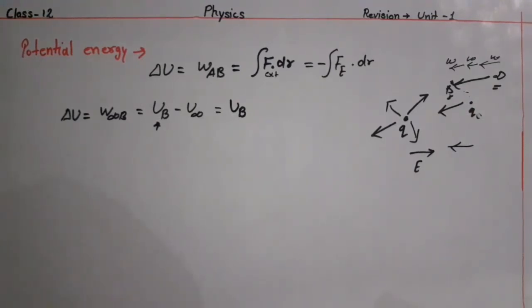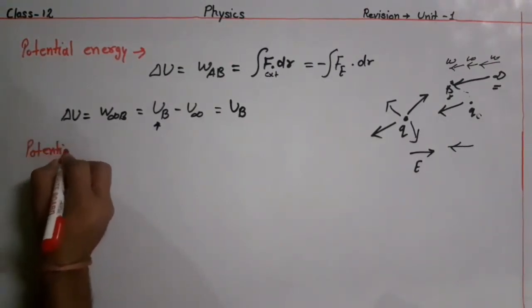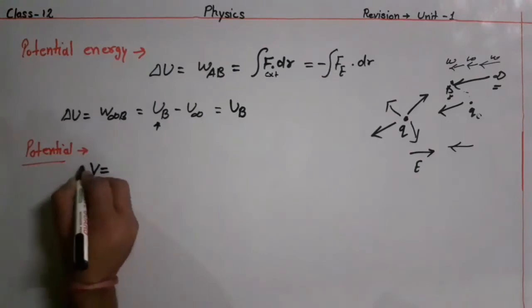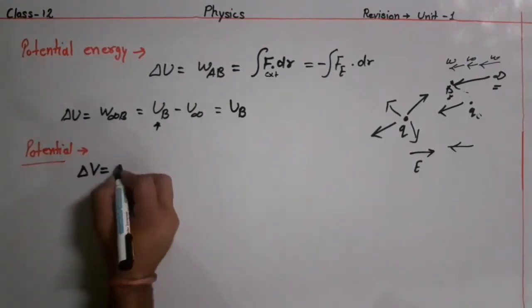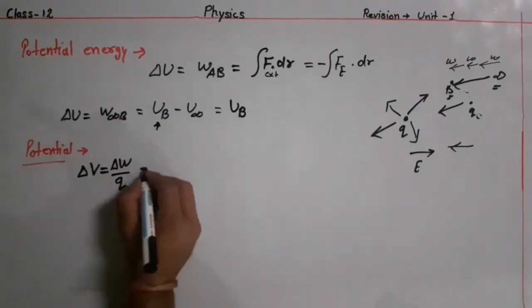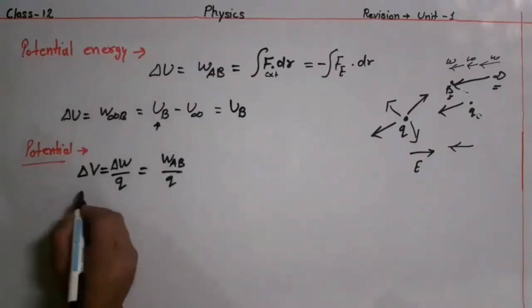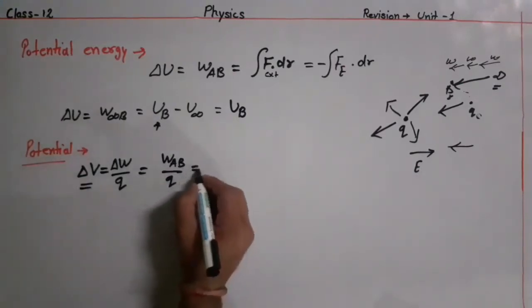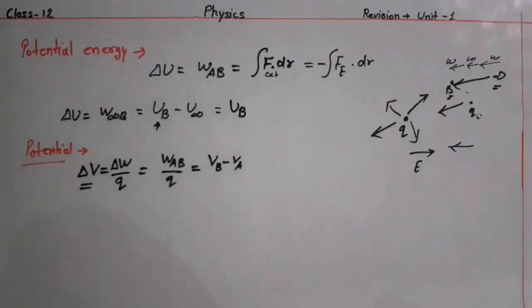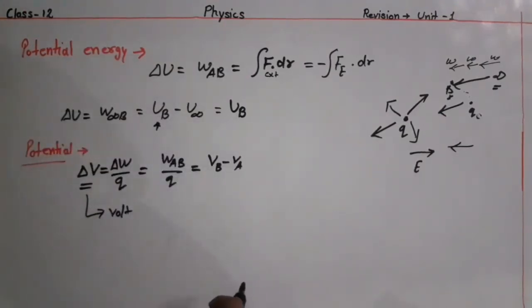Okay, next our topic is potential or change in potential. So let's discuss what potential is. Potential V, or we can say change in potential, is the work done for a unit charge. Change in work done means work done applied for a path AB divided by q. This is our potential, or we can rewrite it as potential at B minus potential at A. Potential is measured in volt. On the other hand, potential energy is measured in joule.